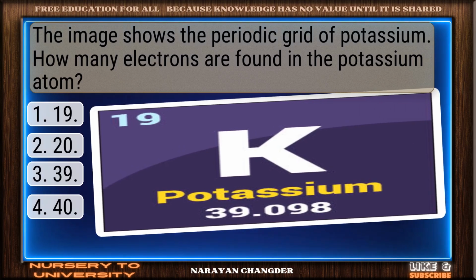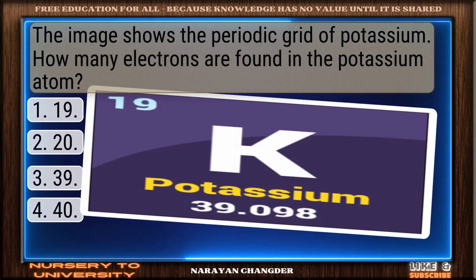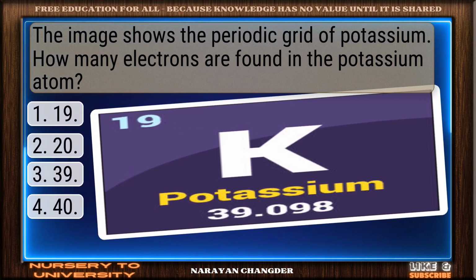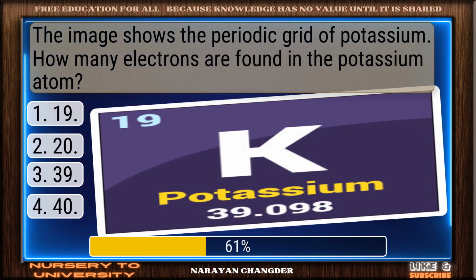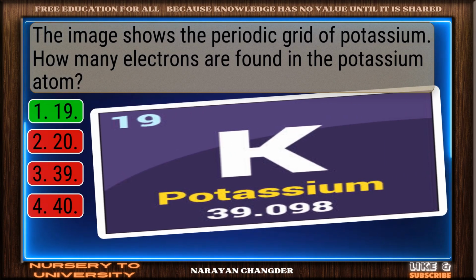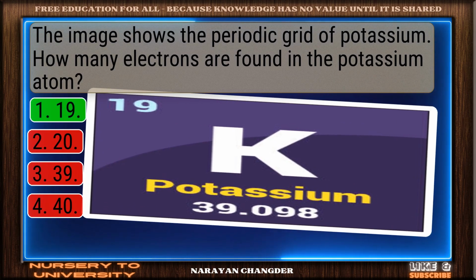Question number 4. The image shows the periodic grid of potassium. How many electrons are found in the potassium atom? On track. 19 is the correct answer.